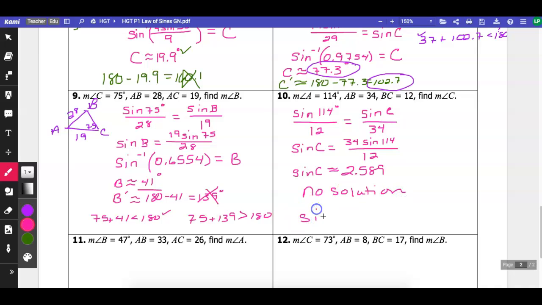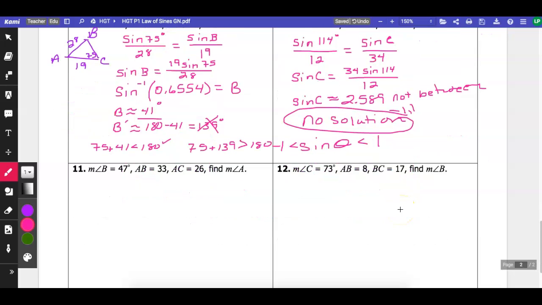The sine of any angle theta, right? It has to be between 1 and -1, and this is not between, right? Not between -1 and 1. So there's no solution to this, right? Okay, let's go on and do number 11.